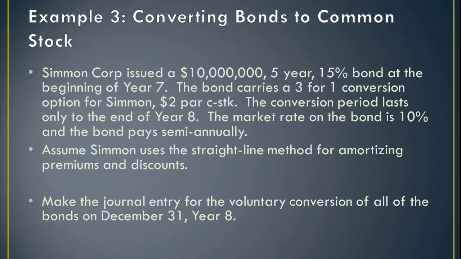This is Simon Corporation. They issued a $10 million 5-year 15% bond at the beginning of year 7. The bond carries a 3-for-1 conversion option for Simon's $2 par value stock. The conversion period lasts only until the end of year 8, so it's a 2-year limit on conversion. The market rate on the bond is 10%.